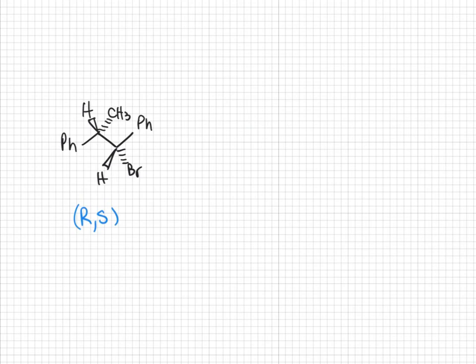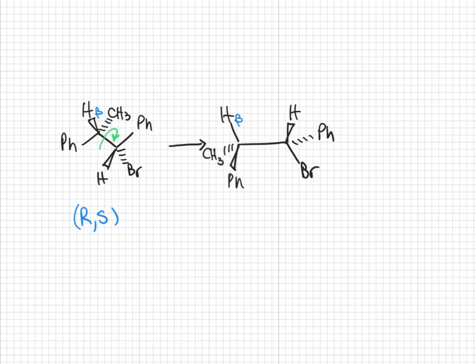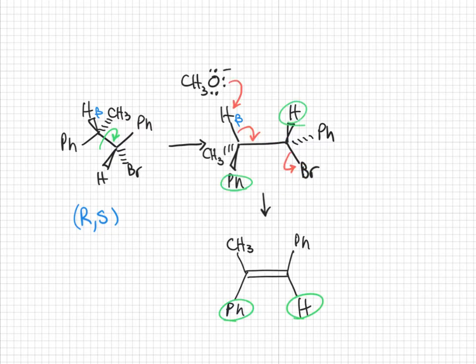Let's perform the same analysis on the RS isomer in which the bromide stereochemistry is inverted. We perform a rotation to give the conformer in which the beta proton is antiperiplanar to the leaving group. In this case, alkene formation places the phenyl and the hydrogen on one face of the alkene. The methyl and the other phenyl are on the opposite face. This E-alkene is formed stereospecifically from the RS diastereomer.